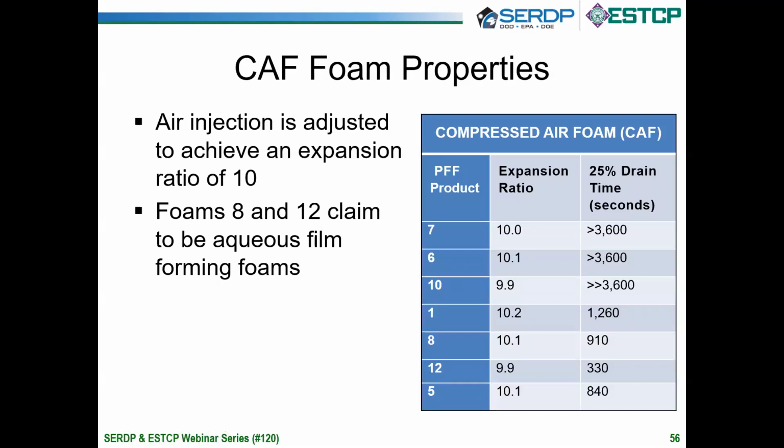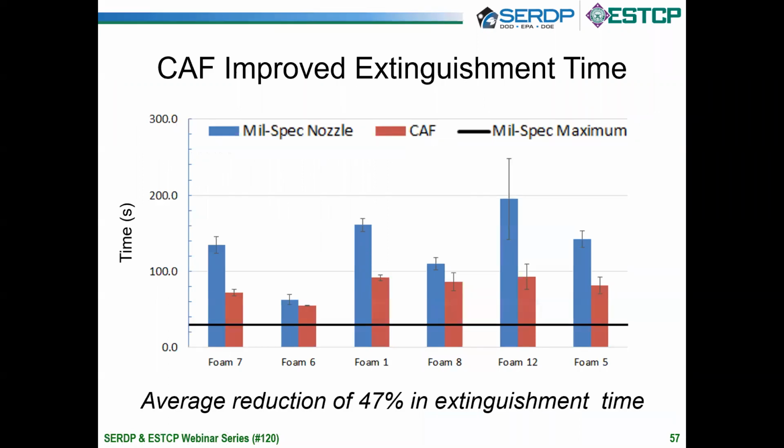So why is this important? Well, depending on the chemistry of the fluid or the product, you would need different mechanisms to improve its performance. So if something's already film forming, you don't need another additive to improve that property. But if some product is lacking in foam quality, we could improve it with compressed air foam. So let's look at some of the results that we have to date.